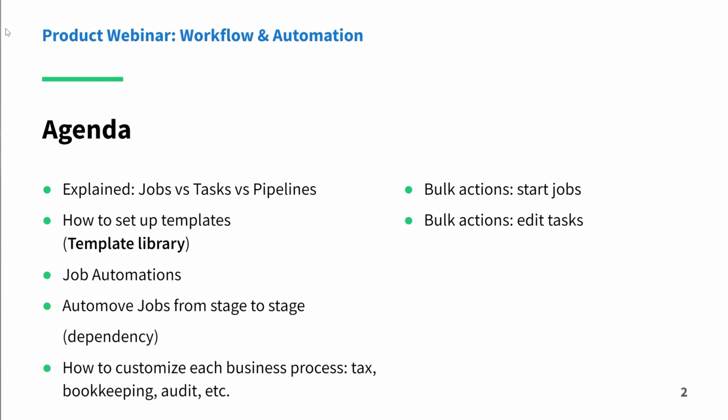So let's go back here and get started by walking through our agenda for today. We're going to walk through the difference between a job, a task, and a pipeline. We'll show you how the template library works and how you can set up templates to streamline your work. We'll demonstrate job automations and how to move jobs automatically when all of the tasks are completed. I'll show you how to customize each business process in your office: tax returns, bookkeeping jobs, audits, whatever process you have, you can set up a pipeline for it.